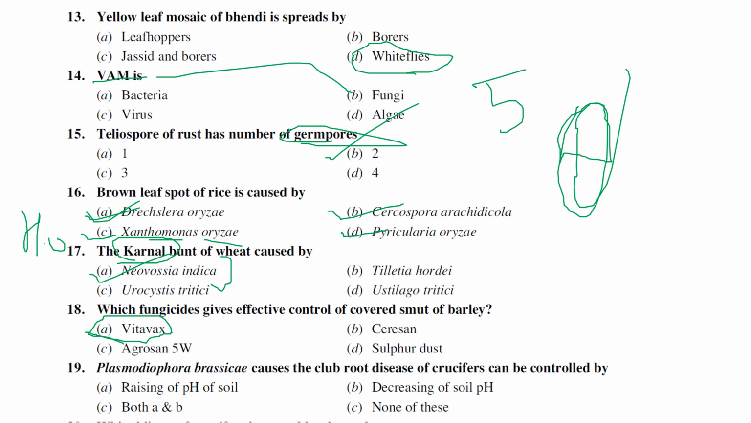And the next one is Plasmodiophora brassicae, which causes clubroot disease of crucifers, can be controlled by. So clubroot of cabbage was caused by Plasmodiophora brassicae. The life cycle was discovered by M.S. Woronin in 1876, around 1878, I think. This M.S. Woronin, who discovered the clubroot of cabbage life cycle, was also a student of Anton de Bary. He not only discovered the clubroot of cabbage life cycle, but also the life cycle of potato wart, Synchytrium endobioticum.